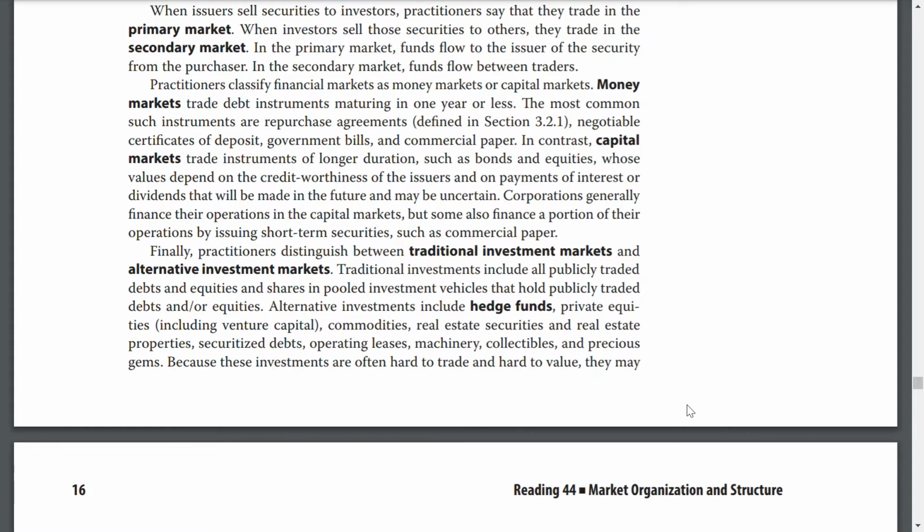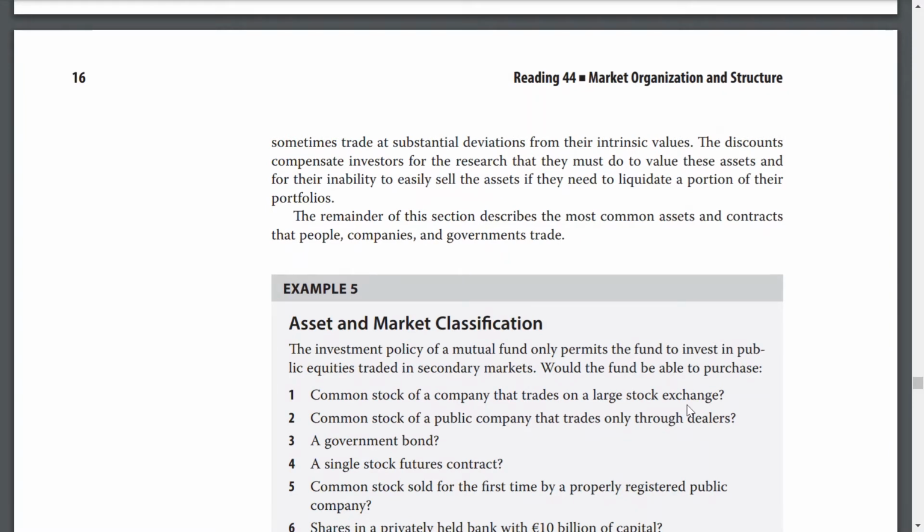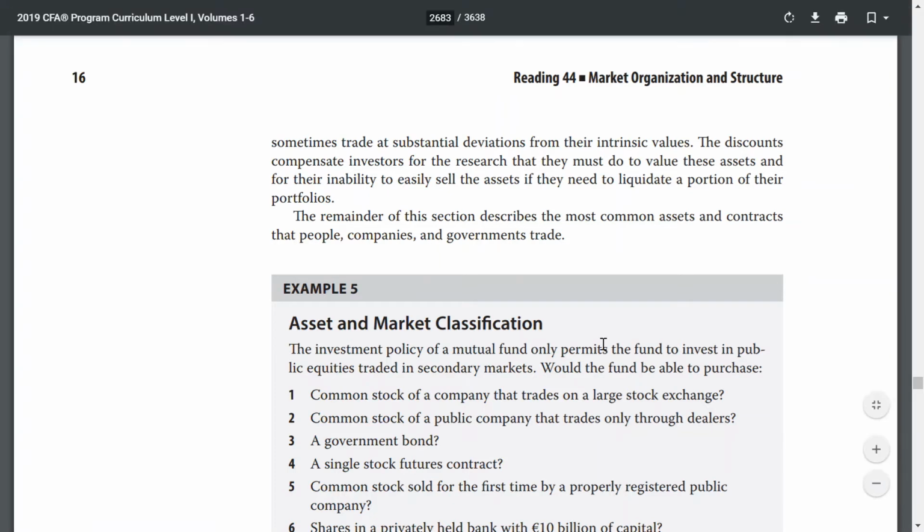Because these investments are often hard to trade and hard to value, they may sometimes trade at substantial deviations from their intrinsic value. The discounts compensate investors for the research that they must do to value these assets and for their inability to easily sell the assets if they need to liquidate a portion of their portfolio. The remainder of this section describes the most common assets and contracts that people, companies, and governments enter into.